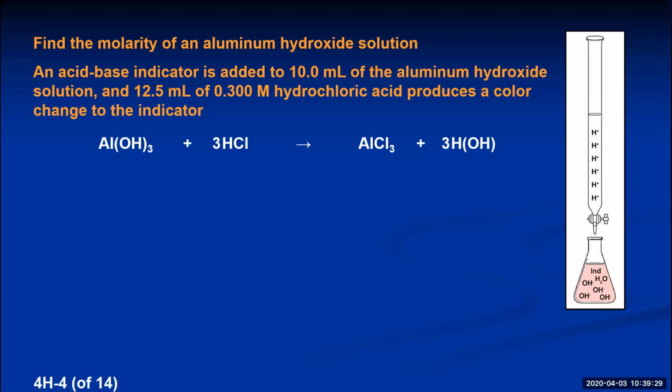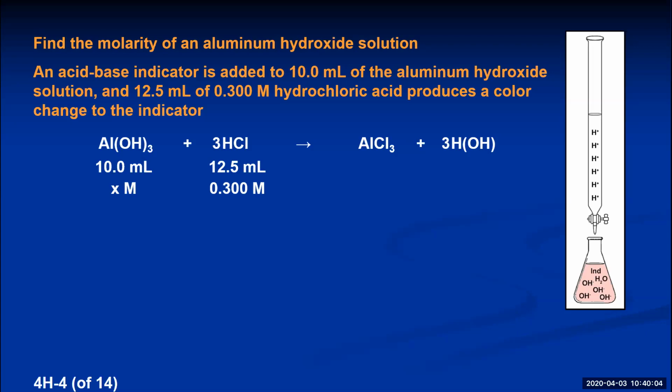Let's write down what's given and what we're trying to figure out. In this case, they tell us we have 10.0 milliliters of the aluminum hydroxide solution, but they want to know its molarity. So because it's solution data, I have to write down 2 things, molarity and volume. But in this case, one of those is what we're solving for. So I write X molarity, but I have to include 10.0 milliliters. For the hydrochloric acid, it's solution information, so I have to write down both molarity and volume for it. It was 12.5 milliliters, and we had a concentration of 0.300 molar.